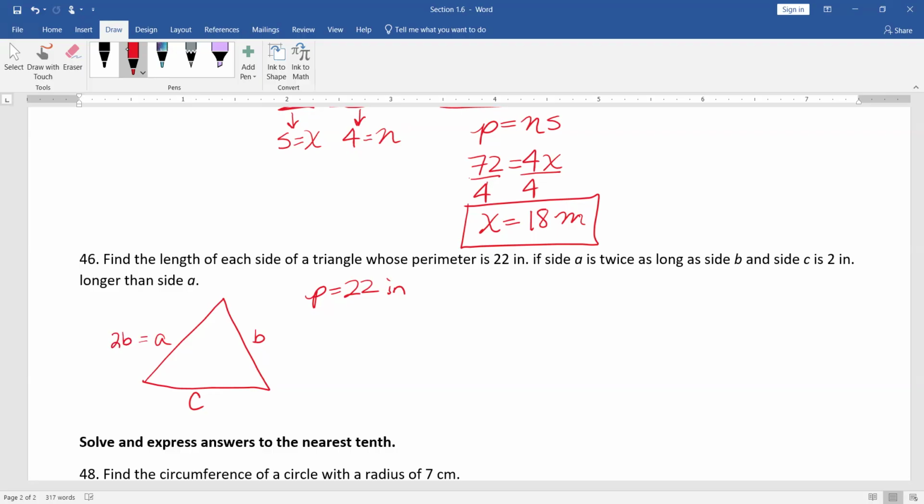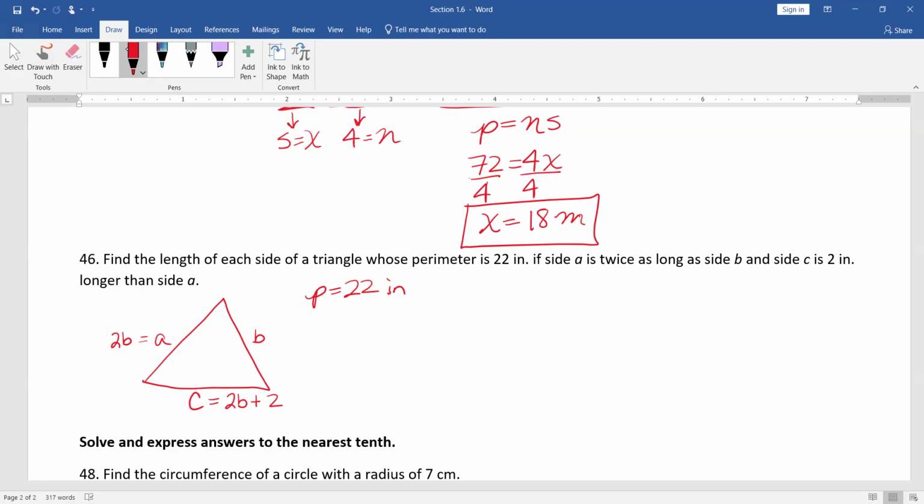So A is twice as long as B, so that means that A is equal to whatever B's length is times 2. And then side C is 2 inches longer than side A. So that means C equals 2B plus 2, the 2 inches, because I've already defined A as 2B. So C is 2 inches longer than A. So I take the 2B plus 2, and that's side C.